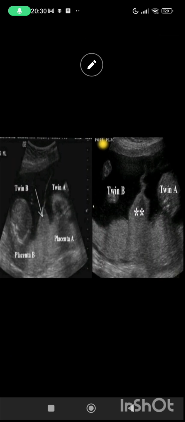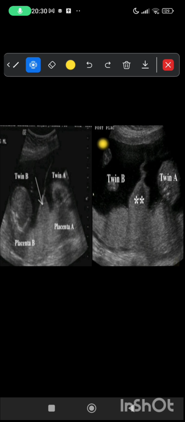Here again we can see this. Which sign is there? Dividing membrane. It is T, making a T sign. It's a T sign. Is it lambda sign? Lambda sign, because here we can see this thick triangular area.